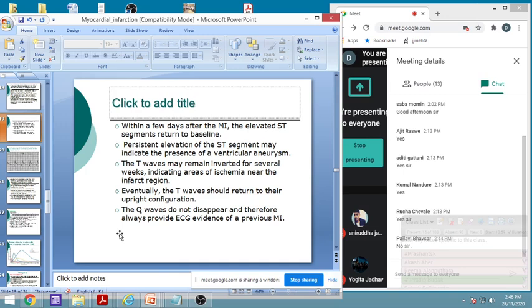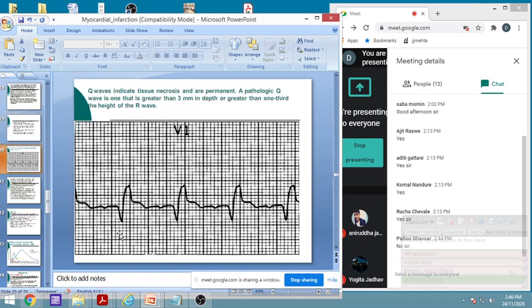The T wave may remain inverted for several weeks, and it indicates the area of ischemia near the infarct region. Eventually, the T waves should return to their upright configuration, but the Q waves do not disappear, and therefore always provide evidence of previous MI. So Q waves are indicative that the person has had a myocardial infarction once or a while ago.